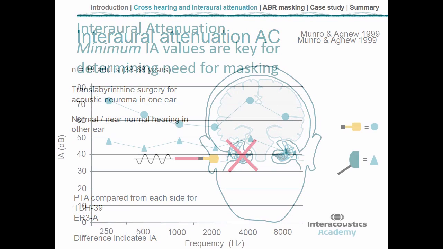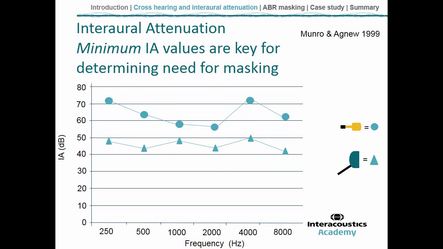And here's what they found. They found that although there were some approximate differences according to frequency, so we have frequency across the x-axis and then the interaural attenuation in dB on the y-axis, so this is the difference between the good ear and the bad ear. And what I'm showing here is not the mean, but the minimum interaural attenuation values for that group.